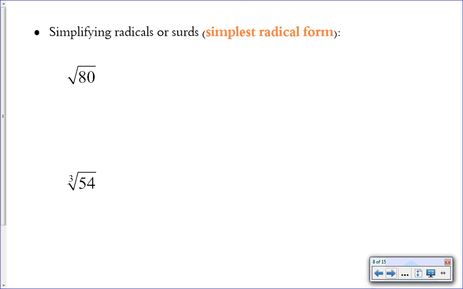Writing something in simplest radical form or surd form. This is when it's not a perfect square or perfect cube, but you are supposed to simplify, like if you're doing the Pythagorean theorem and this is what you get as the answer. You should factor it into two factors. Sorry, my pen is being funny. Factor it into two factors of 80.